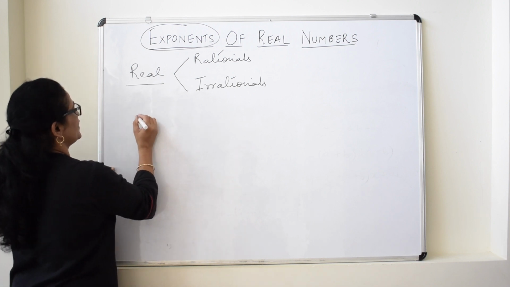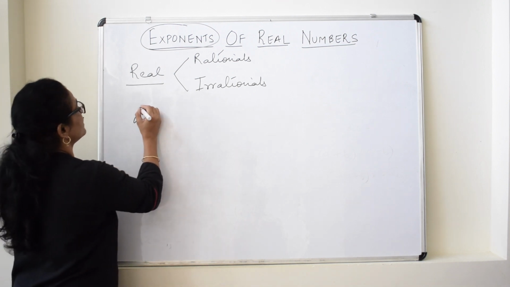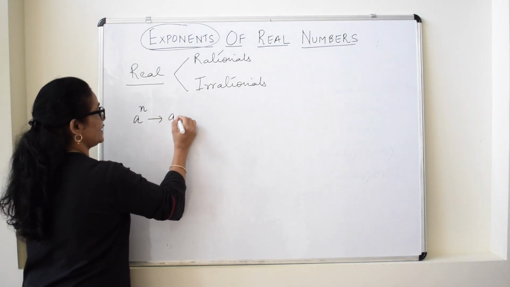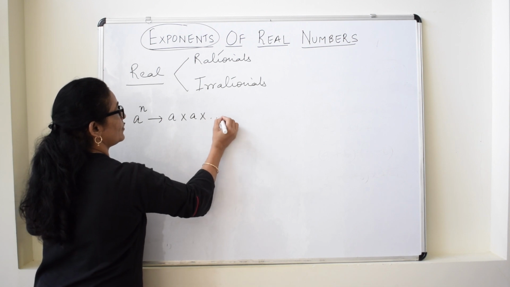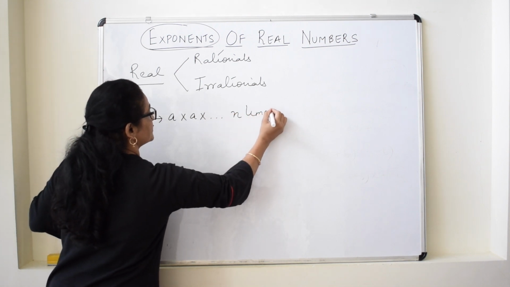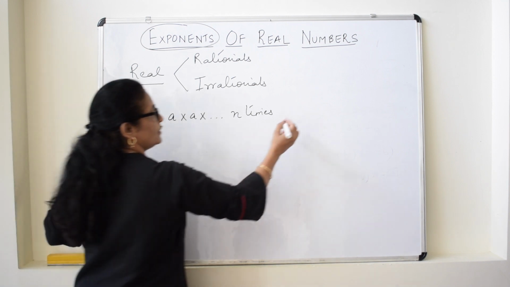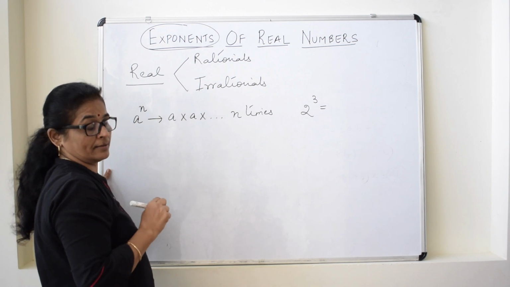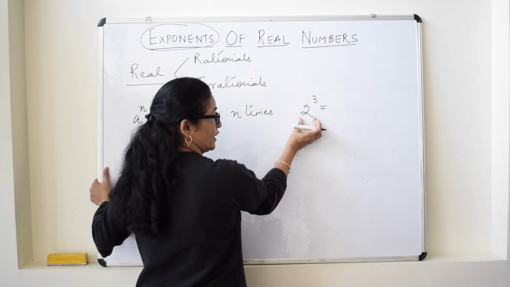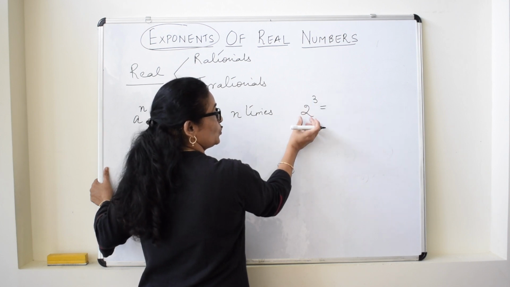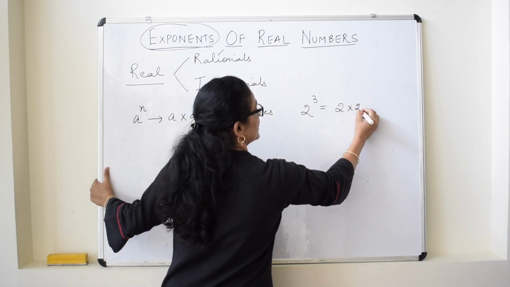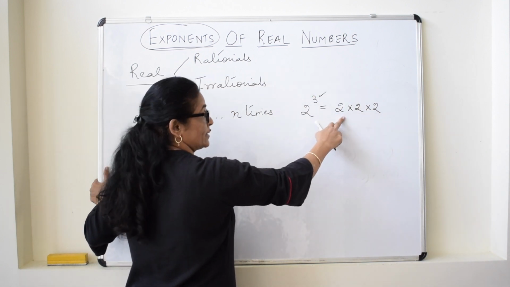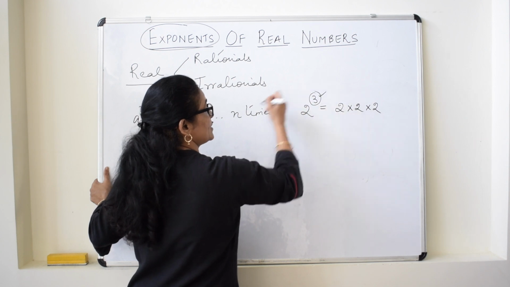A simple number, a real positive number a, if it is written like a raised to the power of n, the meaning of this is a is multiplied by itself n times. For example, 2 cube. 2 cube is not equal to 2 into 3. 2 cube means 2 is the base, 3 is the power, and 2 is multiplied by itself 3 times. So the base is to be multiplied by itself, and how many times depends on the power.